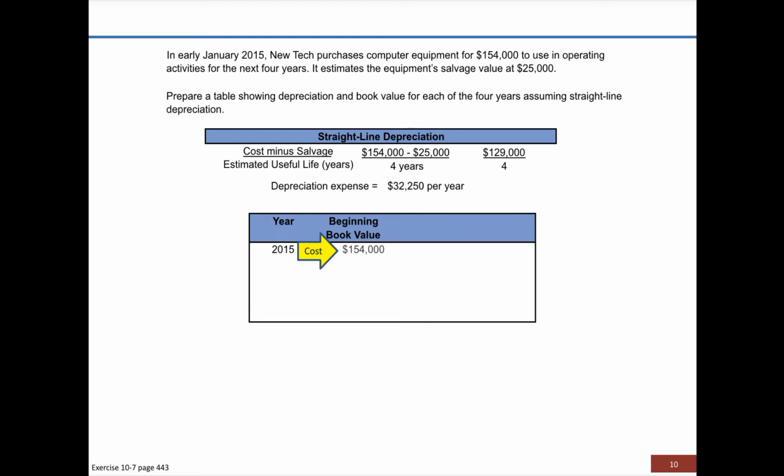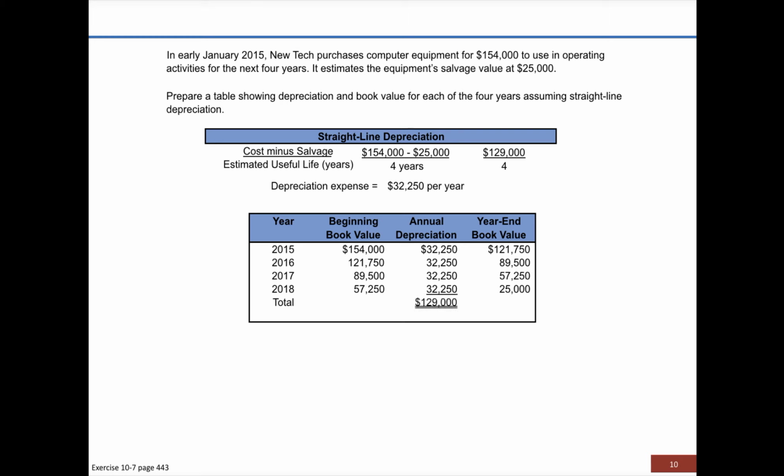You start with the initial cost as your beginning book value. From that, you subtract out the amount you figured for annual depreciation, which will be the same each year. So the year-end book value, of course, would become your next year's beginning book value. You would subtract out the same amount of depreciation each year until you have nothing left. Okay, or in this case, you're down to the salvage value that you initially started with. Anybody have questions? Again, it's pretty similar to the example we already looked at with straight line.